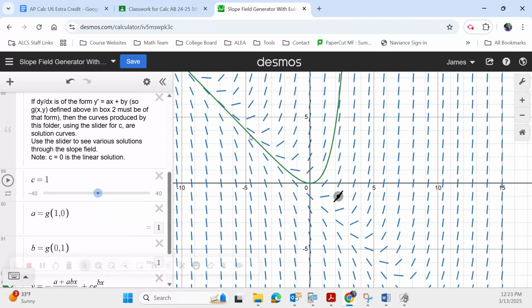So right here where the cursor is pointing, the green curve is passing between these two hash marks, and notice the slope of the green curve there is somewhere between the slopes of those two hash marks. When the green curve is passing really closely to a hash mark or through it, it looks like it's actually going through it with the same slope.